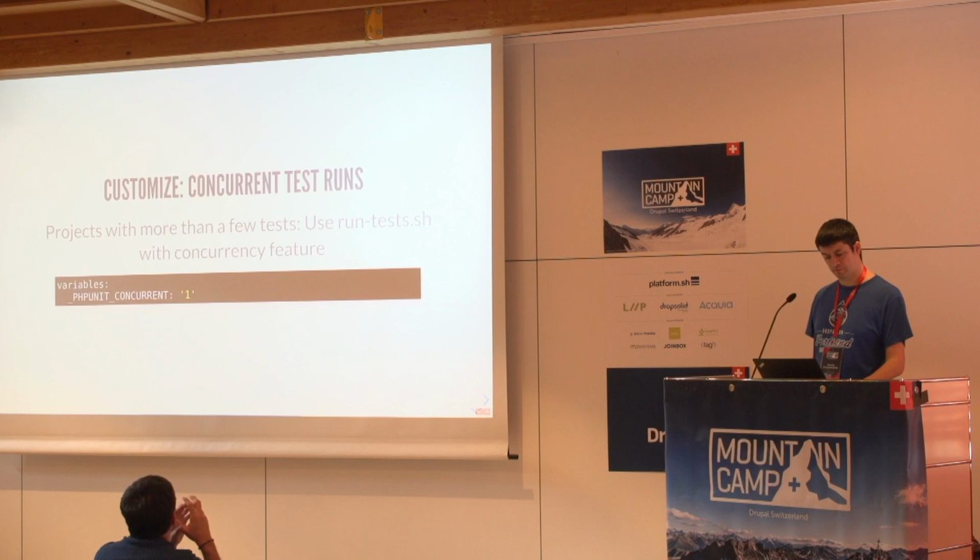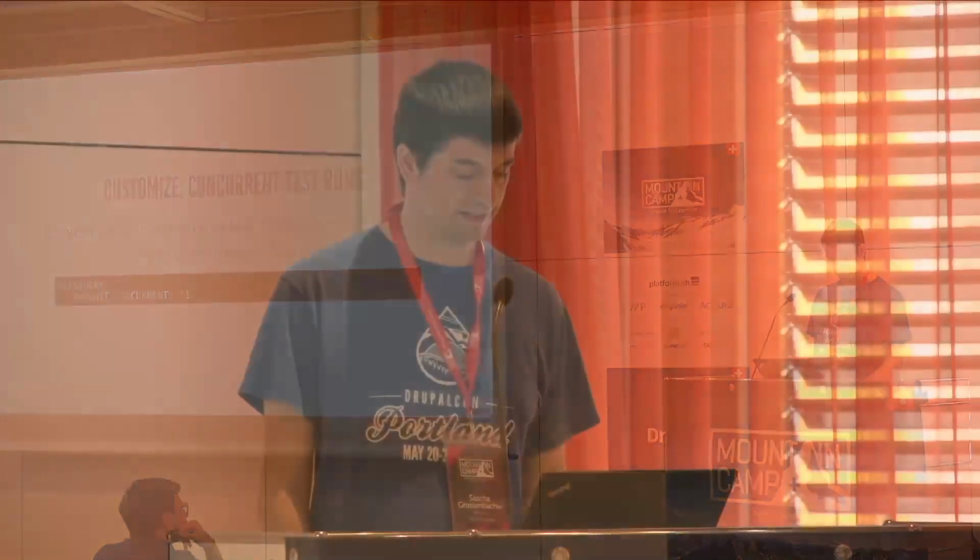Then you can customize this quite a bit. One useful thing, if you have a project with a number of tests, is to set the PHP concurrency variable to 1. This will use the run test script of Drupal core to run up to 20 or so tests in parallel. The default behavior currently is just running them one by one. This can be 10 times faster depending on your project.